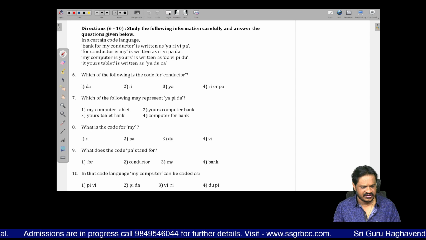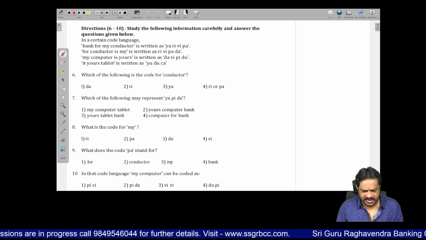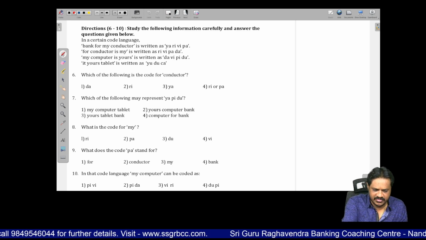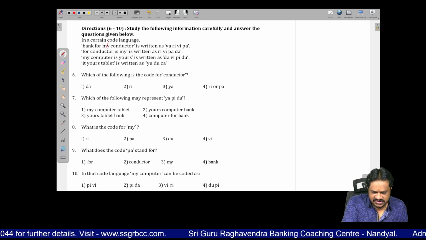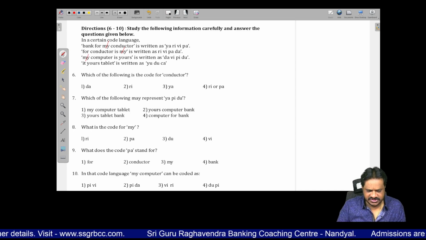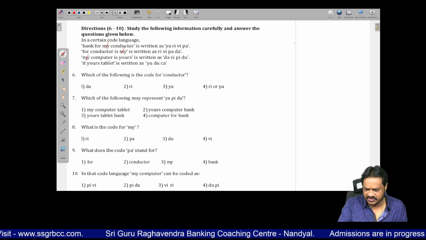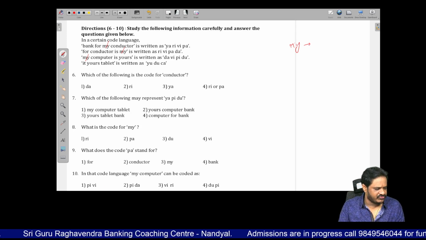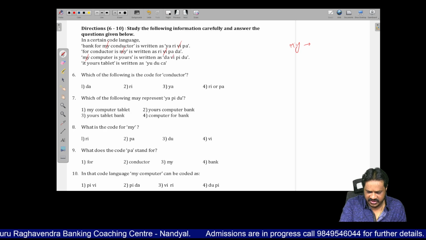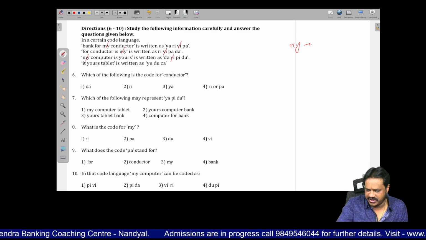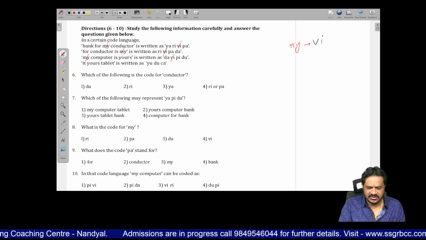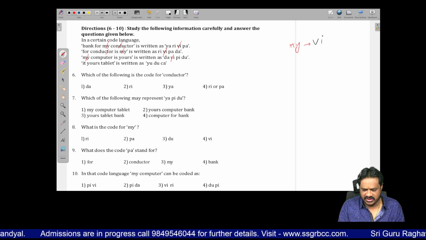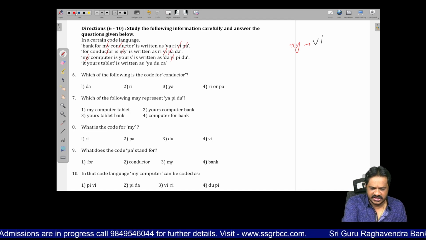Now, let us see the first and second. In first and second, you can see which two words? My and conductor. But in first, second, and third, you can see the word my. And what is the code for my? You can see one code, that is VI. We are having VI, VI, VI. So the code for my is VI. Then conductor. In 1 and 2, you can see the word conductor, and in 1 and 2 you can see PA. So conductor code is PA.